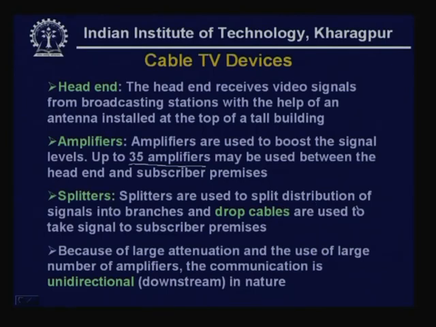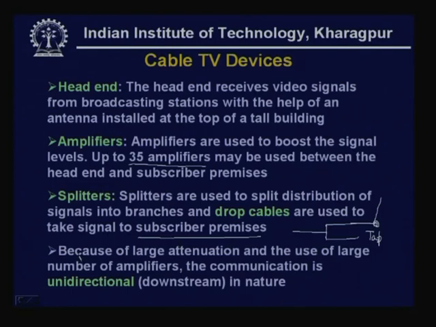Splitters are used to split distribution of signals into branches. So, with the help of these splitters, from a single coaxial cable that has come, you can have two coaxial cables and so on. So, you can have branches with the help of splitters. Then from the drop cable you can make a tap, and from that tap the drop cable goes to residential buildings, that means the user premises, subscriber premises. So, this is how the cable TV system works with the help of three devices.